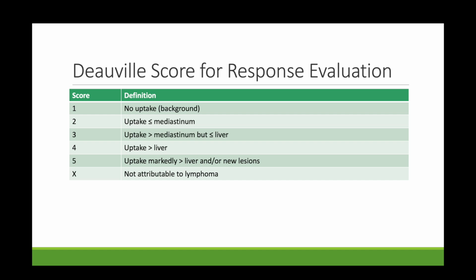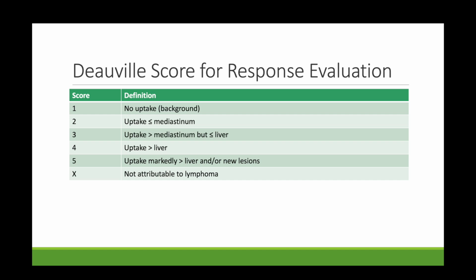And then 2 and 1 are kind of on the other side of that spectrum. So 3, remember, was greater than the mediastinum, but less than or equal to the liver. 2 is less than or equal to the mediastinum. And 1 is no uptake, so similar to background. So ABVD times 2 followed by a restaging PET CT for pretty much all patients. And then based on the Deauville score, when you go to evaluate the response, the rest of the therapies will kind of be determined. And remember the number 3. 3 is greater than the mediastinum, but less than or equal to the liver.